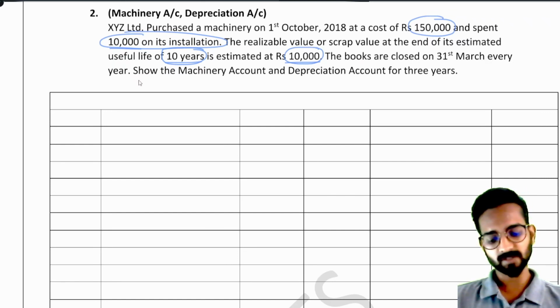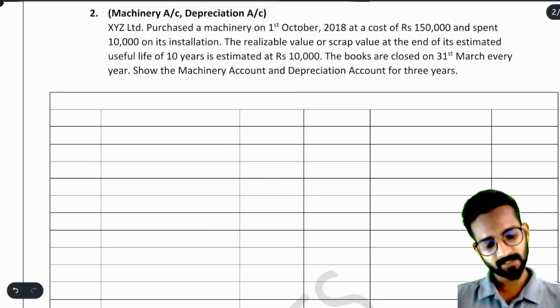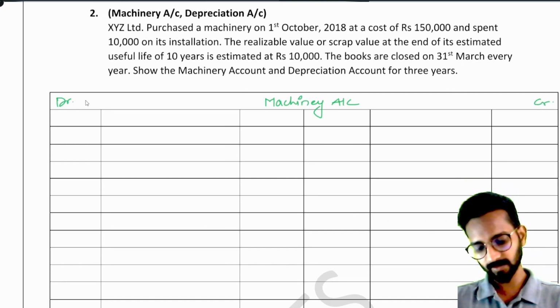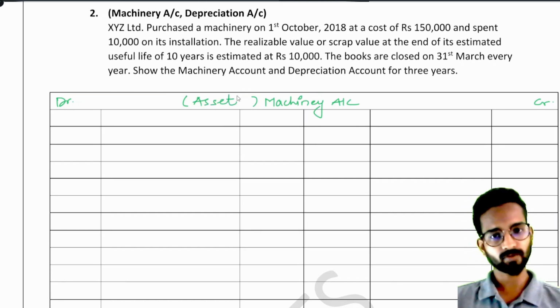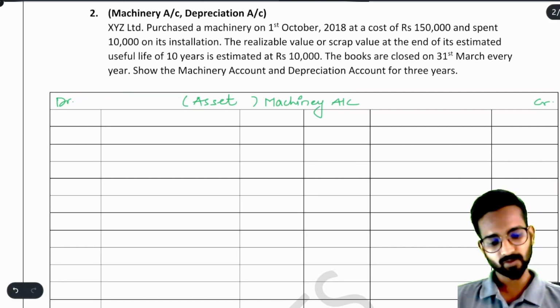The books are closed on 31st March every year. Show the machinery account and depreciation account for 3 years. So we will prepare two accounts, machinery account and, according to the straight line method, depreciation account. See, I am writing here machinery account, debit, credit. Machinery is of course our asset. We already know this. I have explained in detail how to prepare a ledger in the journal and ledger series, that is series 2. So please go and check that also.